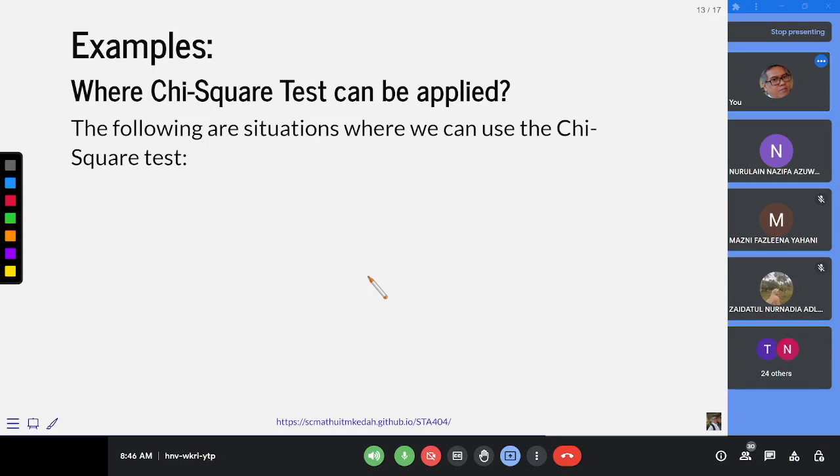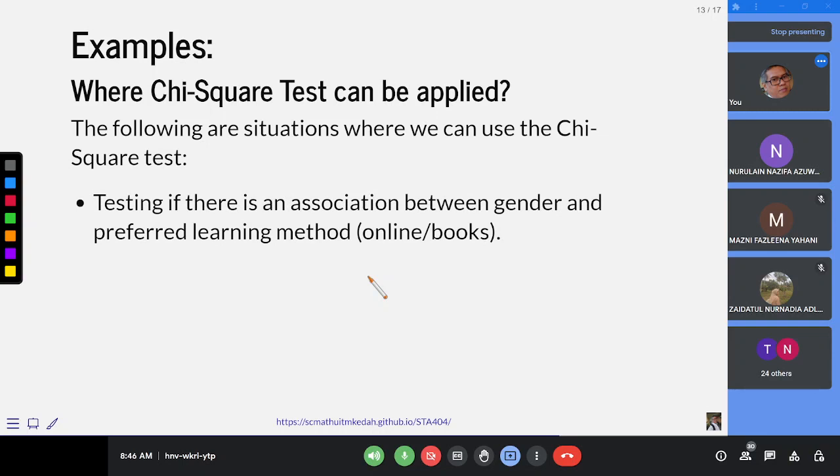Okay, next we look at where the chi-square test can be applied. So tadi saya dah terangkan di situasi mana kita boleh gunakan. So the following are the situations where we can use the chi-square test again. So that just repeats whatever we have done just now. So you can also use it in testing if there is an association between gender and preferred learning method. Yang ni lebih kepada research kan. So if you want to see whether male or female students prefer online or books. Okay, so kita nak tengok lah. So in this situation, you're going to see whether the preference of learning method depends on the gender of the students. Okay, so boleh buat itu. Okay, that is one way.